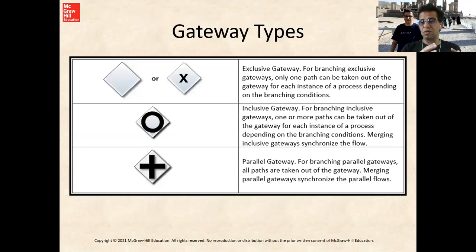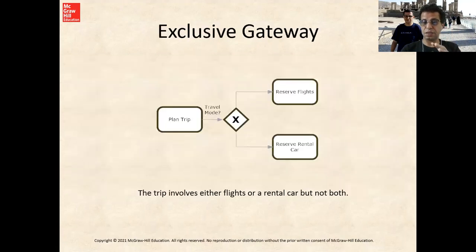There are other things you need to know a little bit about: exclusive gateways, inclusive gateways, and parallel gateways. With exclusive branching gateways, only one path can be taken out of the gateway, for instance depending on a branching condition. With inclusive branching gateways, one or more paths can be taken. And then you have the parallel, which is also a branching, and you see what we mean in this example.